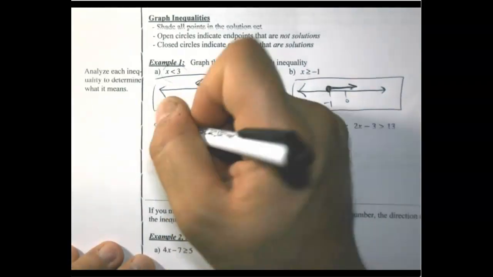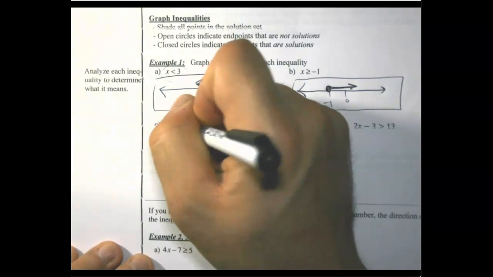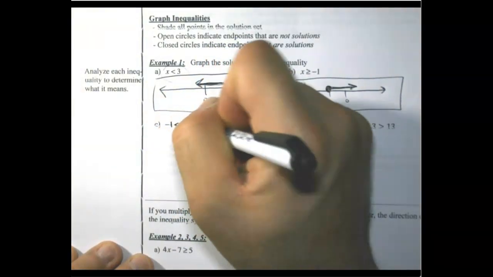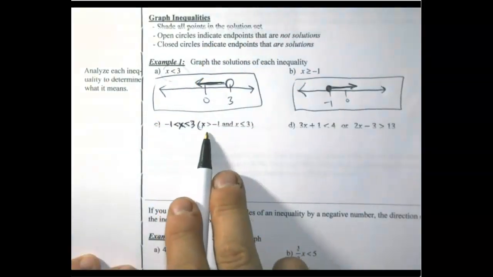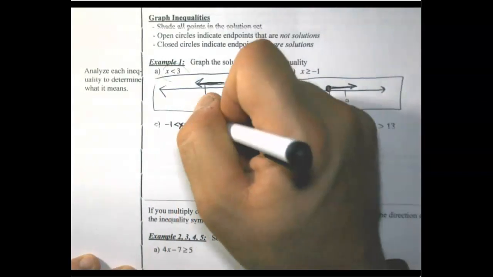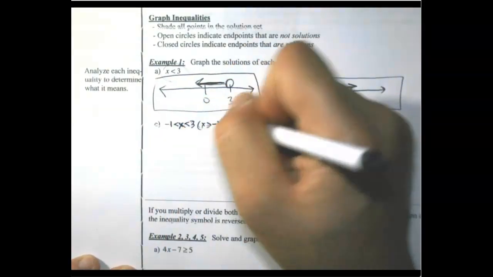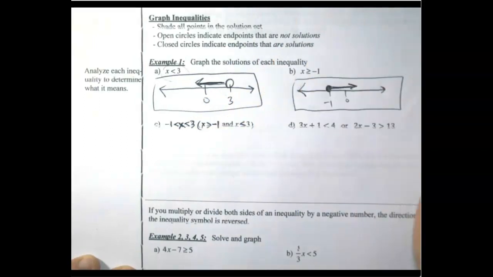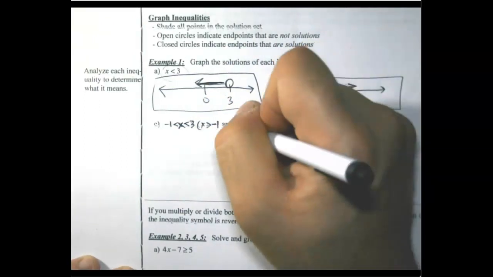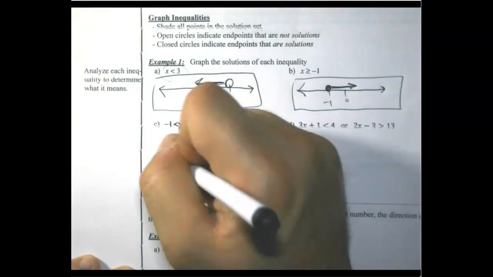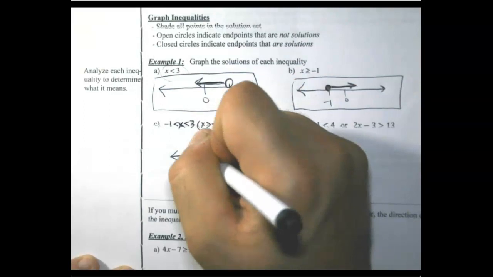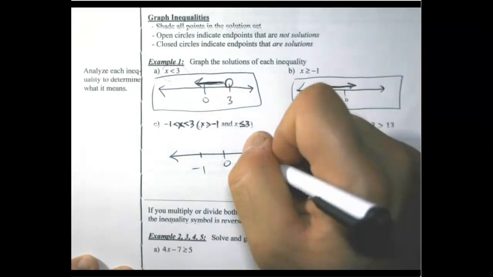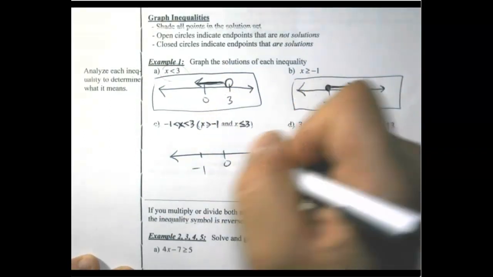Here, the print quality is bad, sorry, but you can kind of see what it is anyhow. It's a compound inequality. If you break it up, you get x is greater than -1 and x is less than or equal to 3. So we can graph that. A number can be greater than -1 and less than or equal to 3.